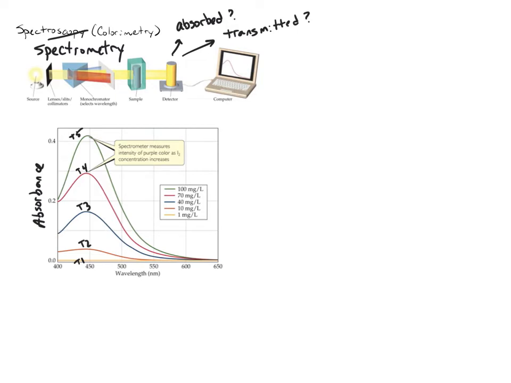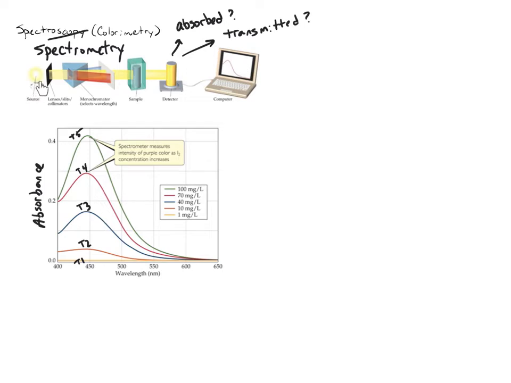Now we're going to talk about how to take a proper reading using a spectrometer. So you're going to step up to the spectrometer. Now there's things called colorimeters as well. Now a colorimeter and a spectrometer basically do the same thing.